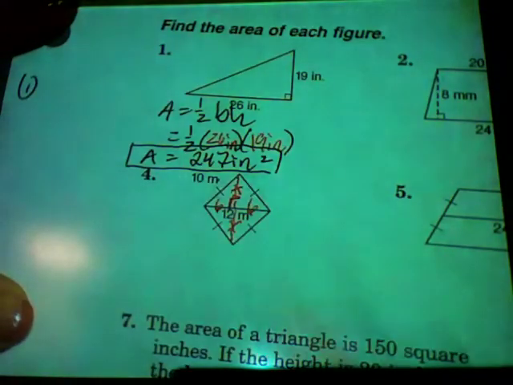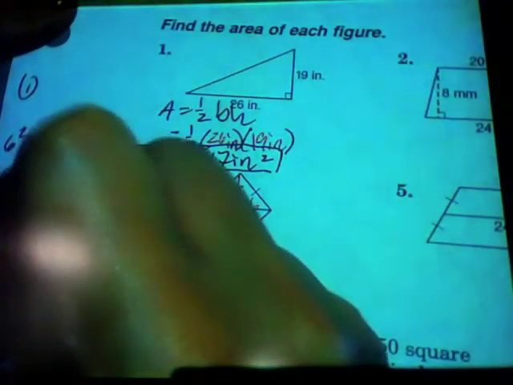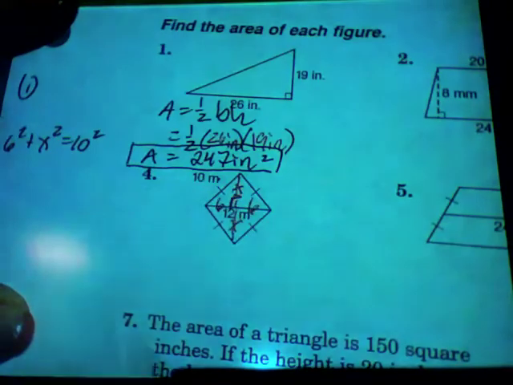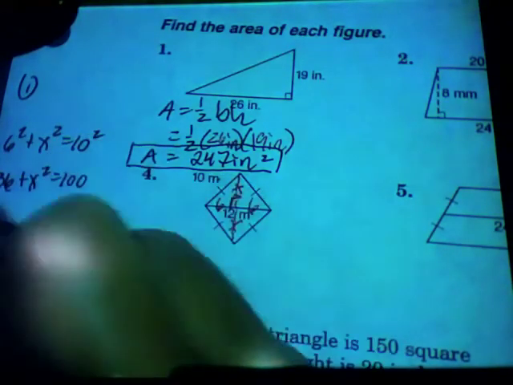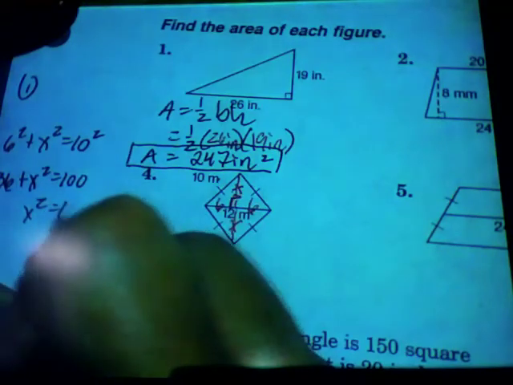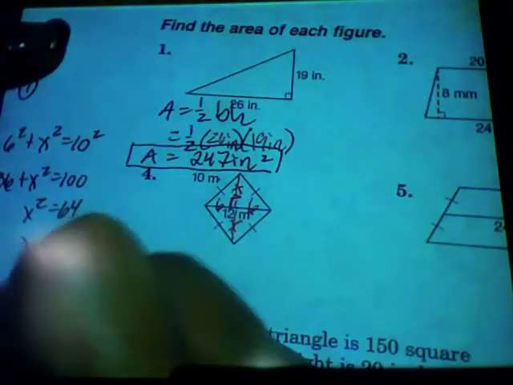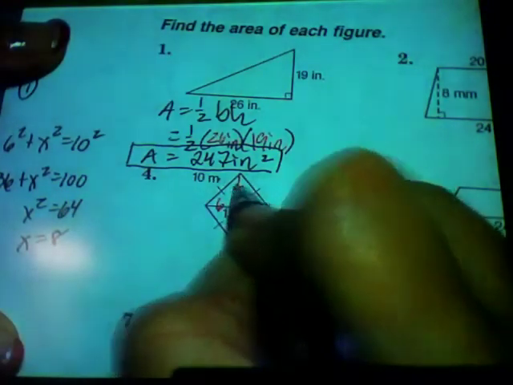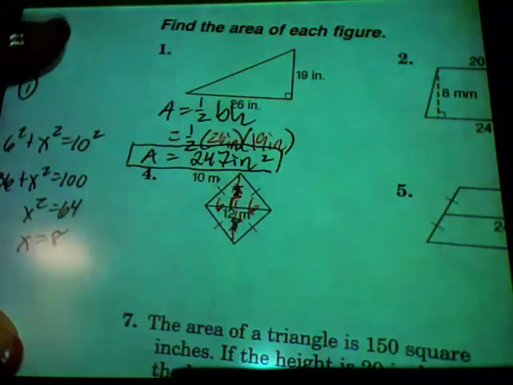So we're going to do step number 1. I'm going to take, my hypotenuse is 10, so I'm going to take 6 squared plus x squared equals 10 squared. So 36 plus x squared equals 100. Subtract 36. I get x squared equals 64. Square root of x squared and 64. Don't I get 8? So that means that this is 8 and this is 8.